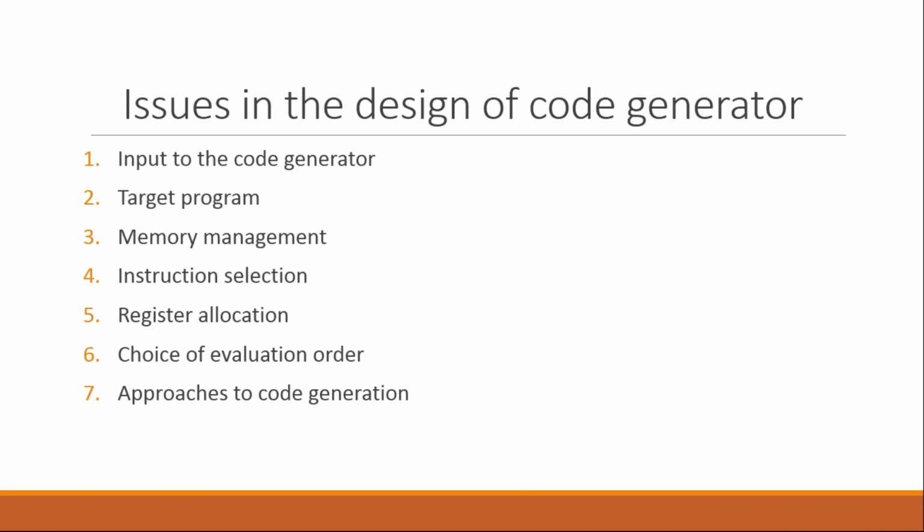So how many design issues are there for your code generation phase? There are 7 major issues for the designing of the code generation process. The first one is input to the code generator, then target program, memory management, instruction selection, register allocation, choice of evaluation order, and approaches to the code generation process, right?